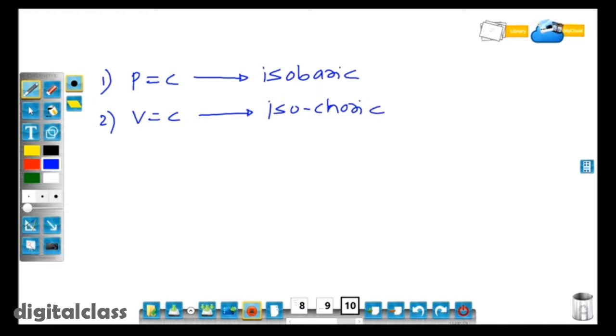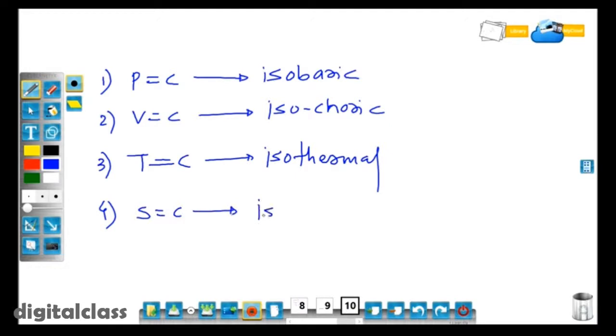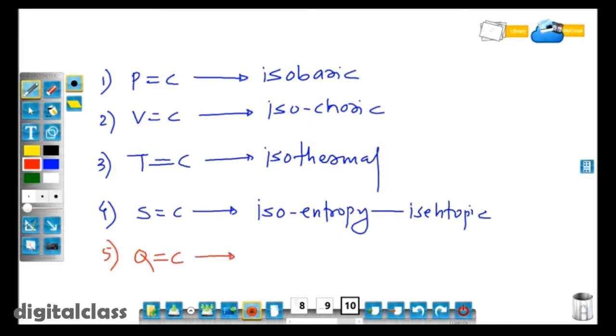When volume is constant, this process is known as isochoric. When temperature is constant, this process is known as an isothermal process, and when entropy is constant it is called isentropic process. Here we are going to see another process, that is when there is no addition or rejection of heat, means no change in heat. This process is called an adiabatic process.